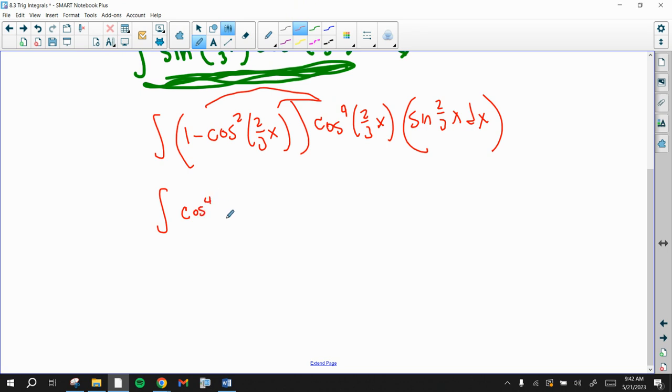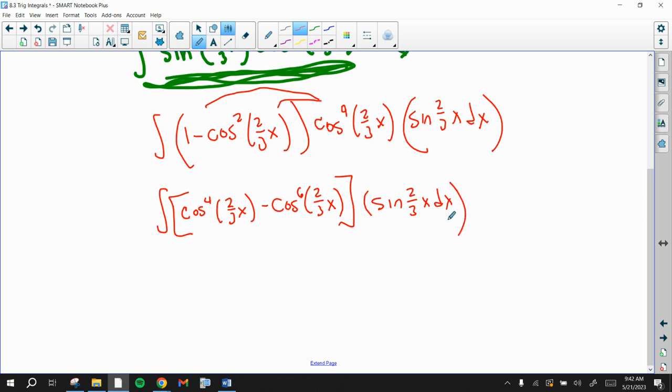So I'm going to distribute my cosine to the fourth to get this: cosine to the fourth of 2/3 x, minus cosine to the sixth of 2/3 x, and then times this du factor that I've been saving. And now I can go through my u substitutions.